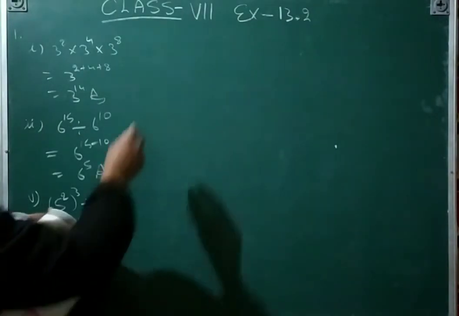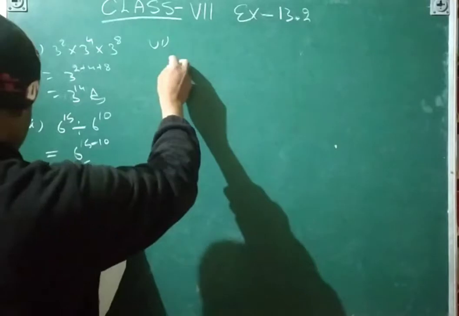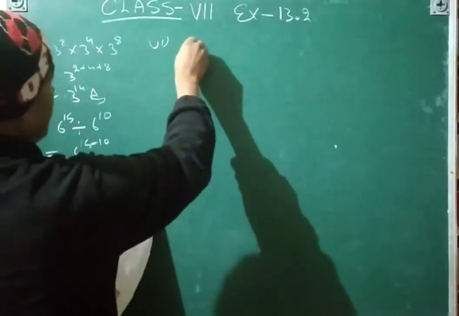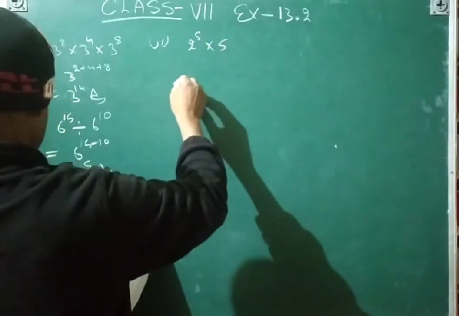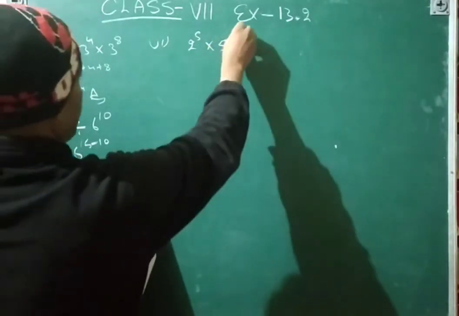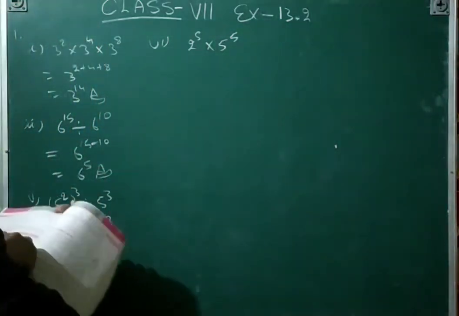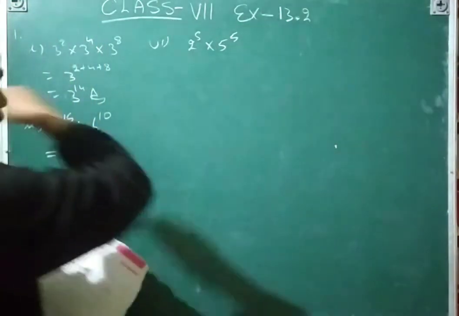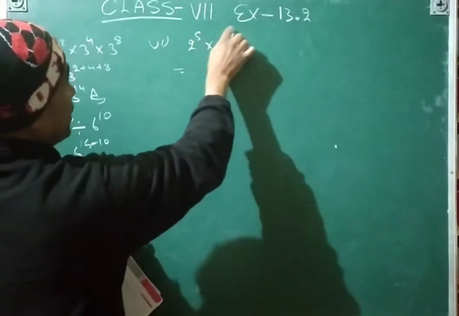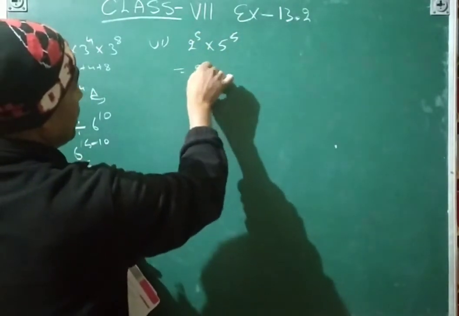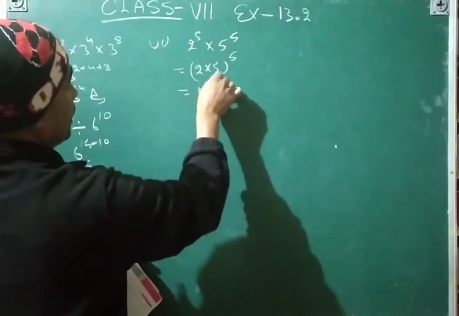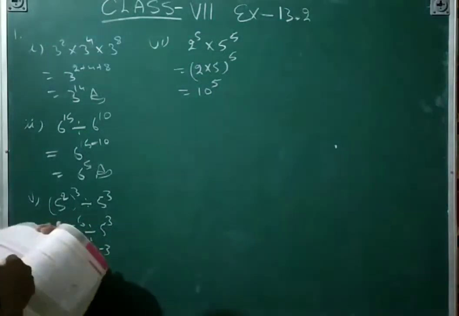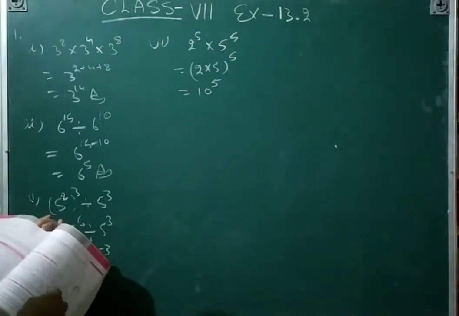Sixth part. This is a different rule. 5 power 2 power 5 multiply 5 power 2. Now you are looking, the power is the same, and this is given in multiply. So that will be like this: 2 multiply 5, so 10 power 5. And then the seventh part is similar to the first one.